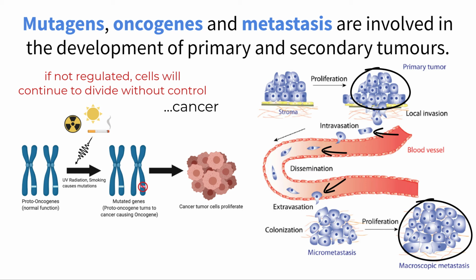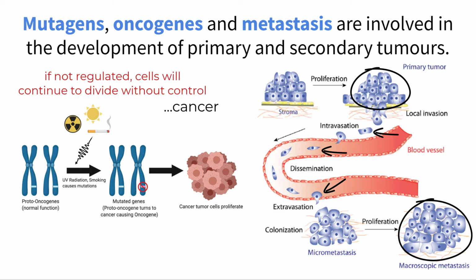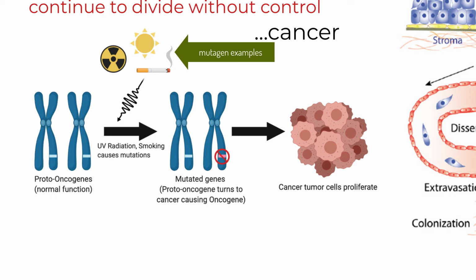But how does this happen? How can cells become cancerous in the first place? There are many different specific answers to this question, but we will focus on mutagens and oncogenes for our scope in IB. A mutagen is a cancer-causing agent that alters the DNA of an organism. They can be biological, like a virus, chemical, like arsenic, or physical, like X-rays or UV radiation. All of these components have the ability to alter a cell's DNA, causing a mutation.